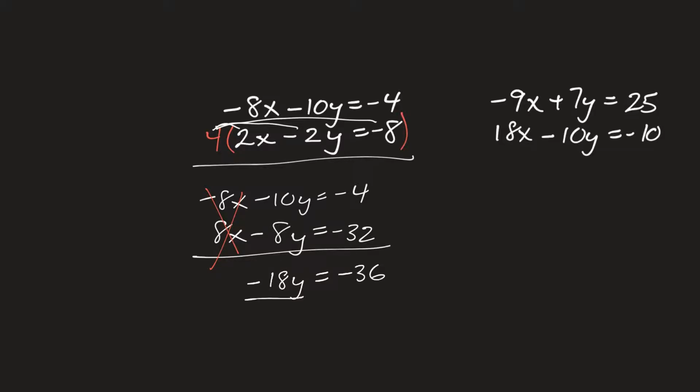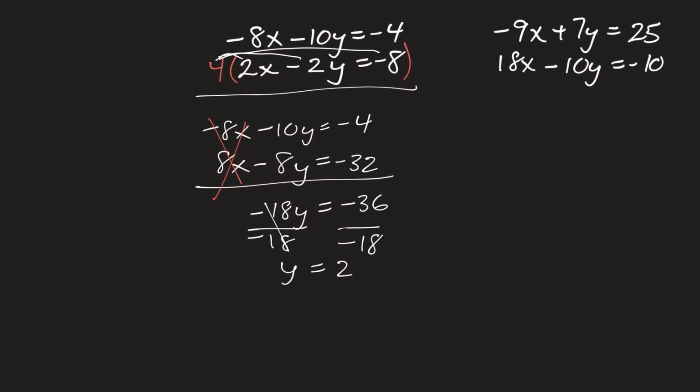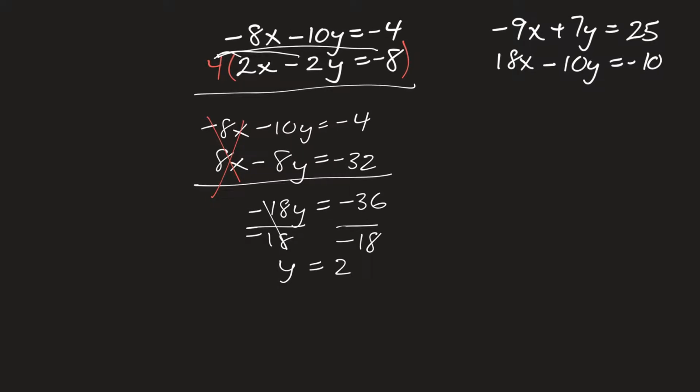And then I would divide by negative 18. Oops. Let's erase that. Negative 18. And y is 2. Okay, if y is equal to 2, then I need to plug it back into one of the two equations. And let's bring this down a little bit. So I'll choose the top one.